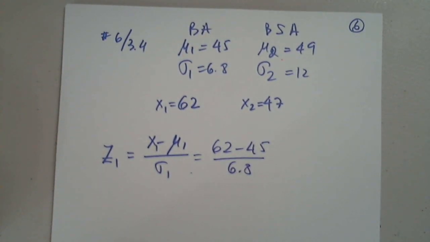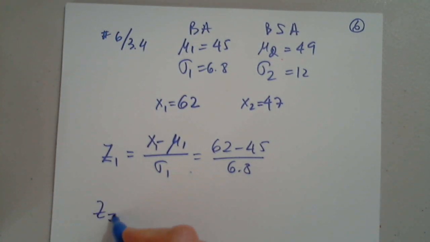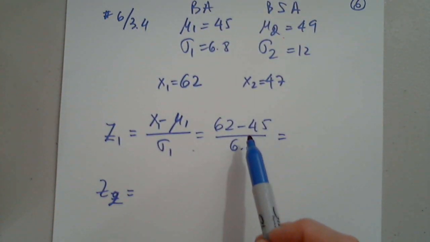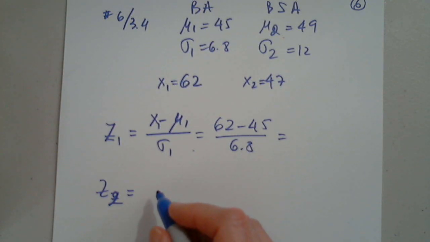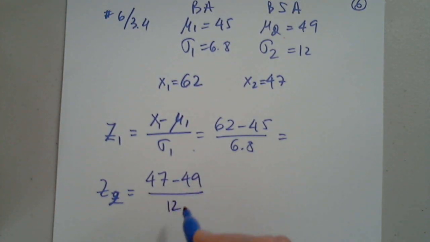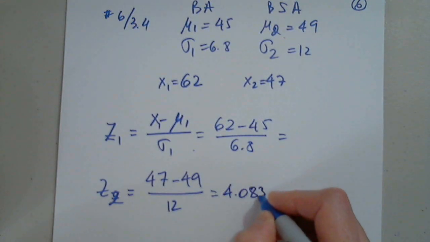And I'm waiting for Preston to give us that number. And then z2. Yes? Did you say my name? I'm sorry. Yes, I would like you to give us this number, please. And then the other one will be, as you said, 47 minus 49 divided by 12. I think I did the math in my notebook. Who would like to give us the other one? I got the other one. It's 4.083. 4.083, and the first one?